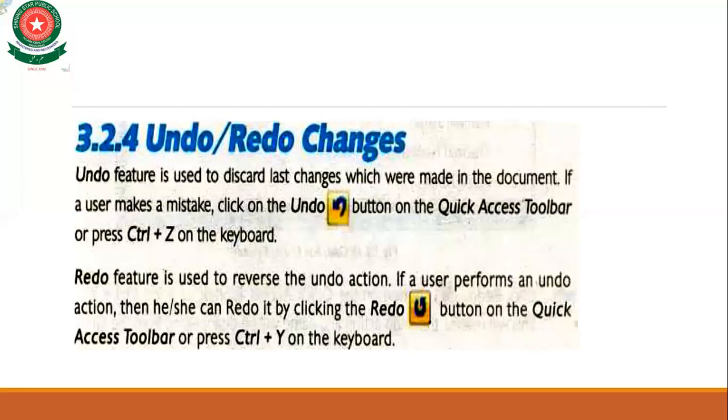If a user makes a mistake, click on the undo button on the quick access toolbar or press Ctrl plus Z on the keyboard to undo the mistake. Now the redo feature is used to reverse the undo action.